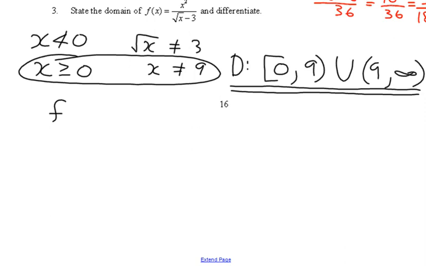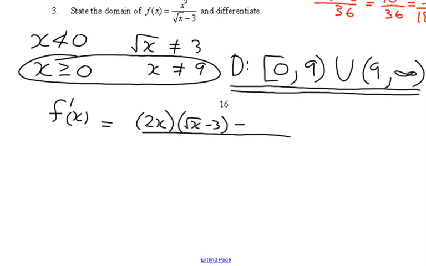If I want the derivative of f, I will need the derivative of the top multiplied by the function as it stands in the denominator, subtract the function as it stands in the numerator, multiplied by the derivative of the denominator. Now, I've got to be careful here. Yeah, the minus 3, the derivative of that part is 0. But what's the derivative of root x? It would be 1/2 x to the negative half.